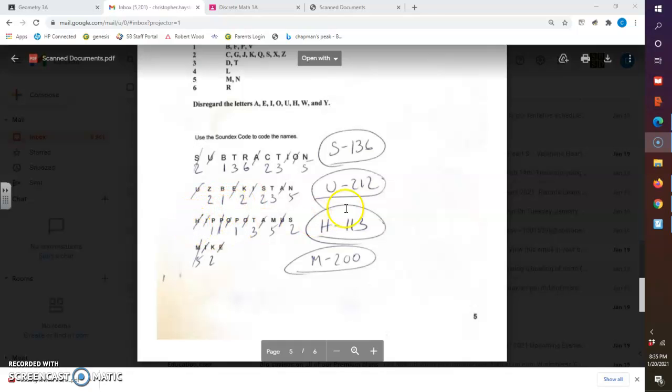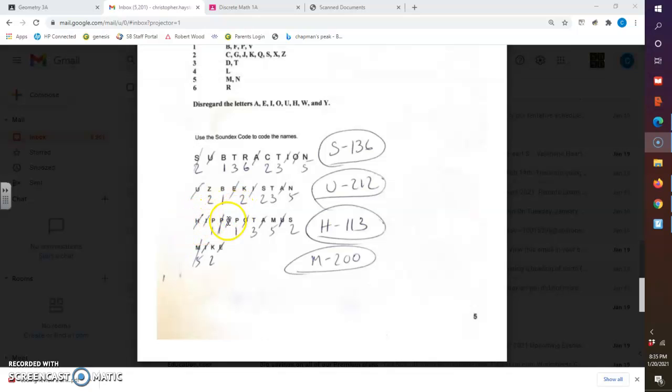Hippopotamus, if you notice, we cross out the H, the I, the O, the A, and the U. And we get 1, 1, 1, 3, 5, 2, but these two ones are right in a row, so we cross it out. Since there's an O separating this, we don't cross this one out. Okay, only this one. We keep the H, and it's H113.